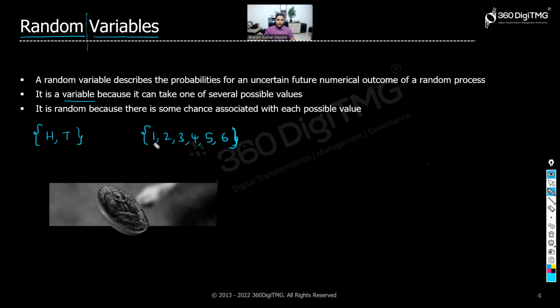If I roll a die, would I always get a 1? No. You might get a 1 or a 2 or a 3 or a 4 or a 5 or a 6. So the output varies. If the output varies, it is called a variable. Point number 1, so the variable part is clear. What about this random? Random means you have a chance associated with each of these possible values. Chance means probability. And we already spoke about probability, and we understood that the formula is number of interested events divided by total number of events.